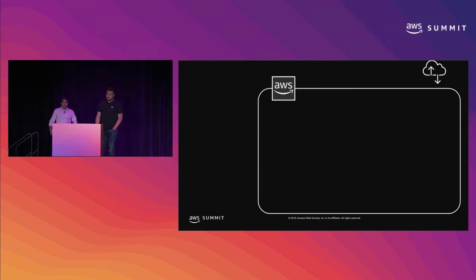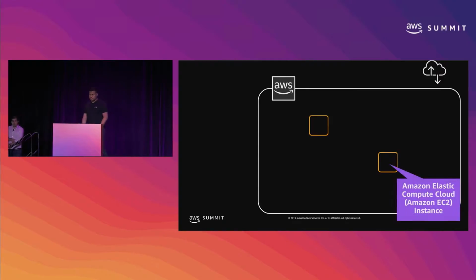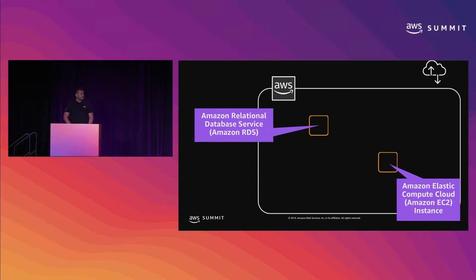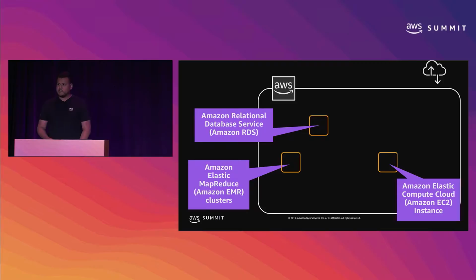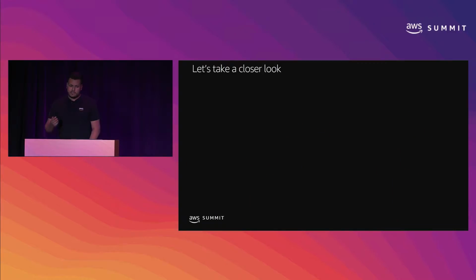So let's just jump into it. Like most of us, when we first started our journey in AWS, one of the first things we do is launch an EC2 instance, right? Maybe we'll launch an RDS instance as well, because we have a database. Maybe eventually that database gets big enough that we need EMR to get some more insight into it. And then other things, right? But let's take a closer look.